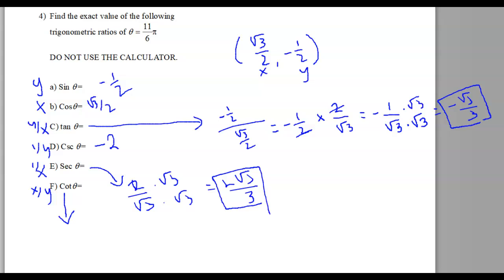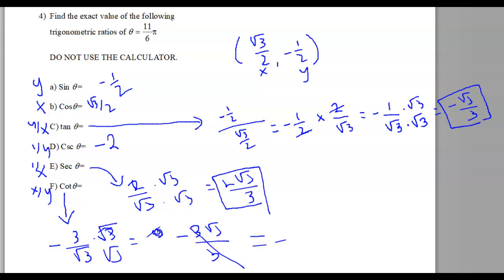I'm just going to use the tangent one and take the reciprocal. So negative 3 over square root of 3, where you can just multiply square root of 3 on the top and the bottom to get negative 3 square root of 3 over 3, where the 3 cancels out. Sorry, it's going to be negative square root of 3 for the cotangent.